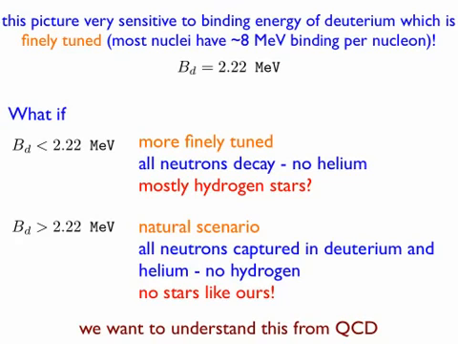If the universe were even more finely tuned, and this all depends on the properties of quantum chromodynamics, all the neutrons would decay because you wouldn't gain enough energy by sticking a neutron onto a proton. And what that means is you'd have mostly hydrogen stars like our sun. And that'd be okay for us because we'd probably still be here to think about it.